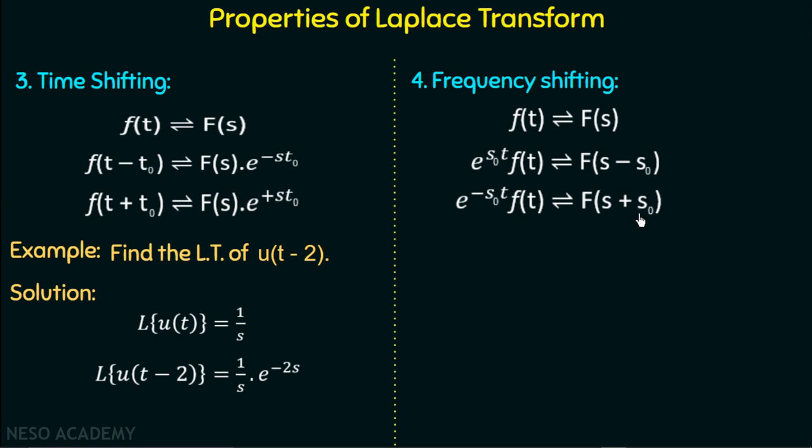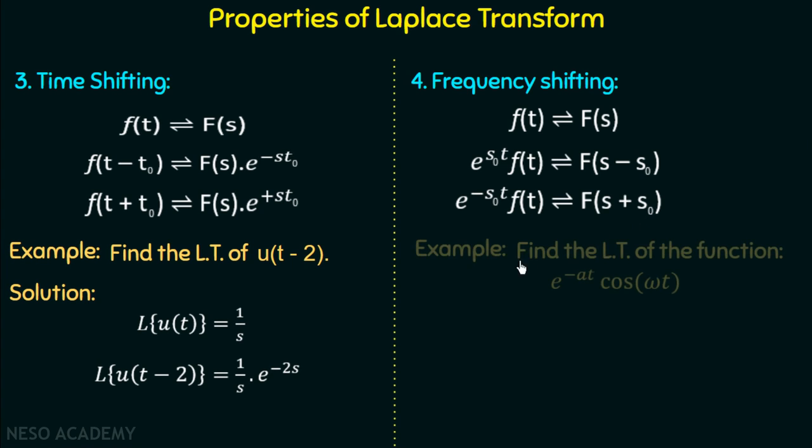So let's understand this property with the help of an example. The example is: find the Laplace transform of the function e to the power minus at cos omega t. Now in this case, we know the Laplace transform of cos omega t, right? What is the Laplace transform of cos omega t? Yes, it is s over s square plus omega square. But in this case, we have an exponential function e to the power minus at multiplied with this function. So we can easily find the Laplace transform of this function by using the frequency shifting property.